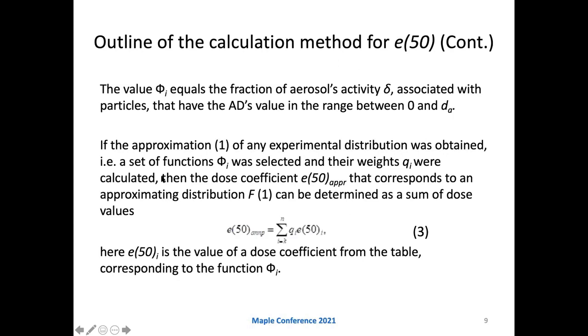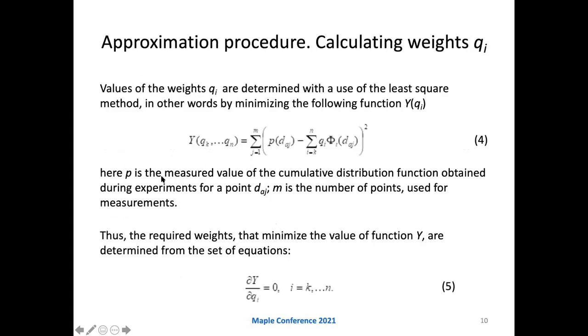And this E50 approximated can be determined as a sum of those values where we have E50I, which are the dose coefficients from the table, and corresponding weights. So now the task that we have is to calculate weights. We can determine those weights using the least square method.